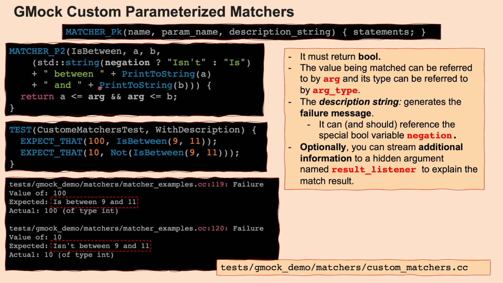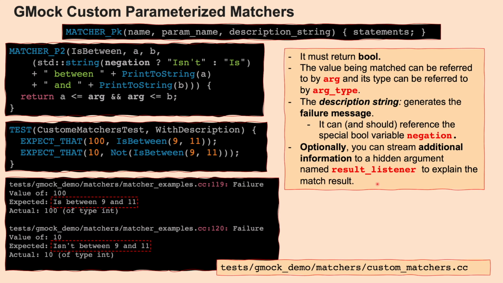The reserved names that are available to you inside the body, as I mentioned, are arg, type, and negation. There's one more, which is for further customizing the message, which is this part of the output in front of the actual. So this one, result listener, has something to do with what is being printed here.